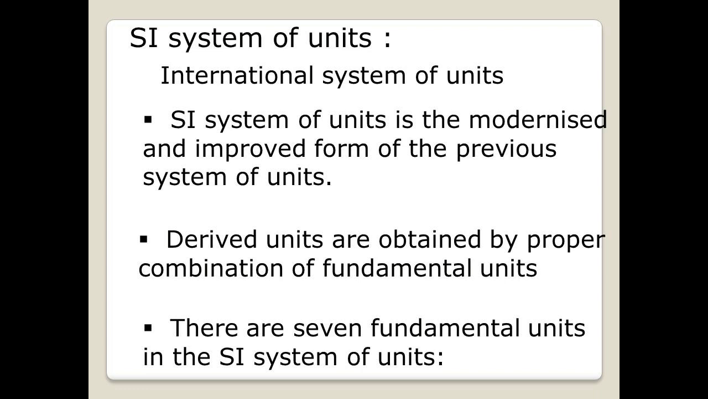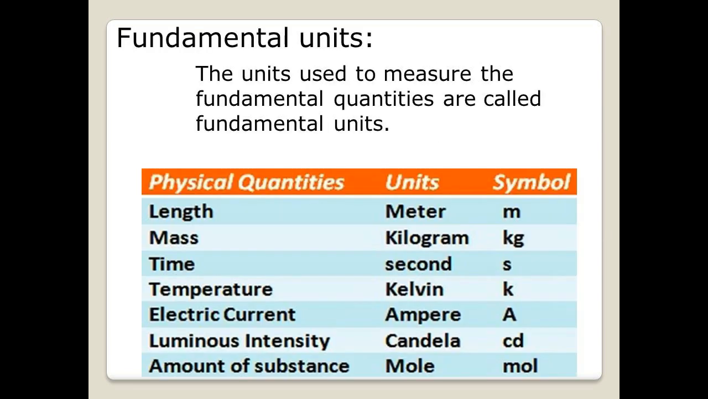So they brought the SI system of units. The SI system of units is the International System of Units. It is accepted in almost all the countries. It is based on a certain set of fundamental units from which derived units are obtained by proper combination. There are 7 fundamental units in the SI system of units. They are also known as base units. Now we'll see fundamental units. The units used to measure the fundamental quantities are called fundamental units.